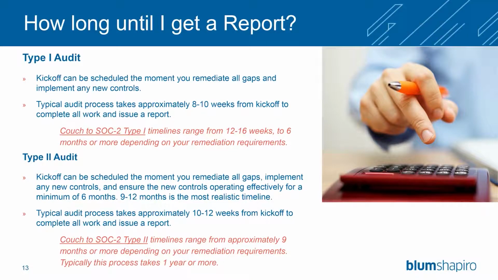In a SOC 2 Type 2 audit, there are a lot more complicators, and so a realistic time frame is probably 6 months to ensure that your controls have operated during a reasonable amount of time, and that's 6 months after you complete the readiness assessment. 9 to 12 months is more realistic, and so a typical couch to SOC 2 timeline for a Type 2 audit is about 9 months or more, but typically this takes more than a year.